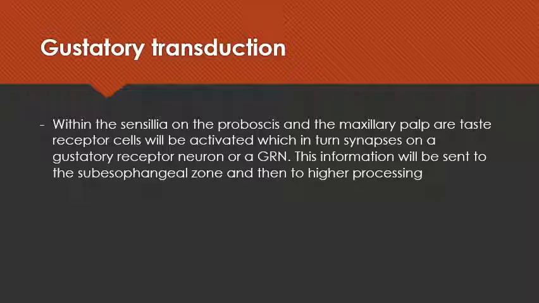So now that we've gone over olfaction, let's talk about taste or gustation transduction. Within the sensilla on the proboscis and also spread out on the maxillary palp are taste receptor cells. Once these are activated, they will synapse on a gustatory receptor neuron, or a GRN. This information is then sent to the subesophageal zone into higher processing. Like humans again, it is thought that this coding system is a labeled line system, in which one receptor cell synapses only to one receptor neuron, and the information exchanged is kept separate as it travels to the higher processing center.